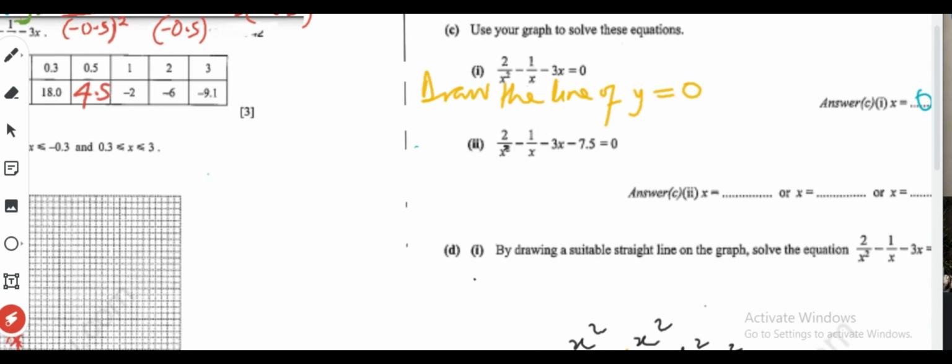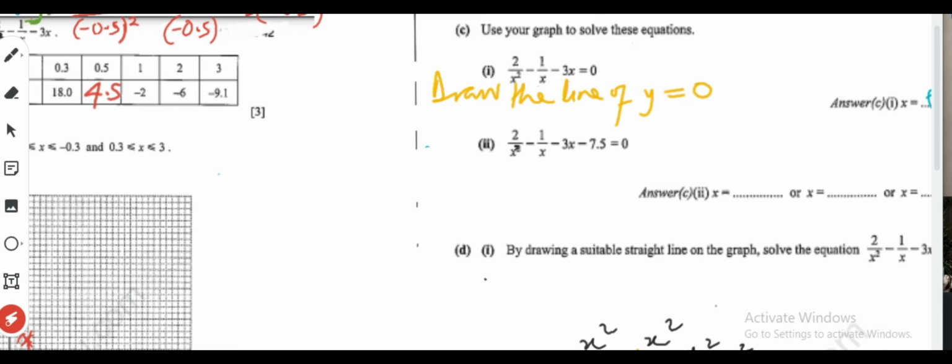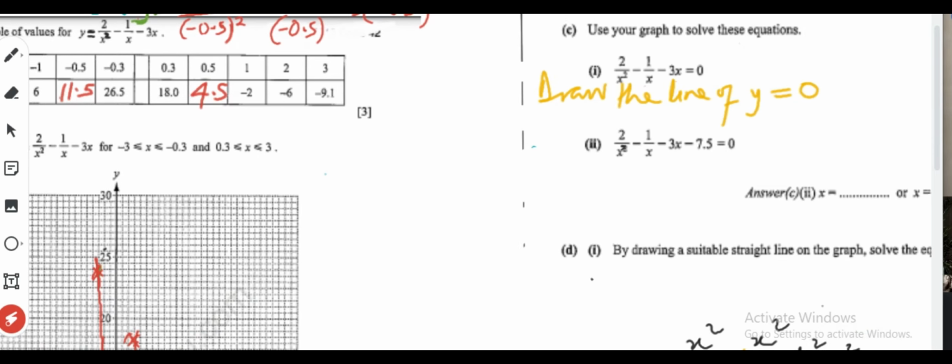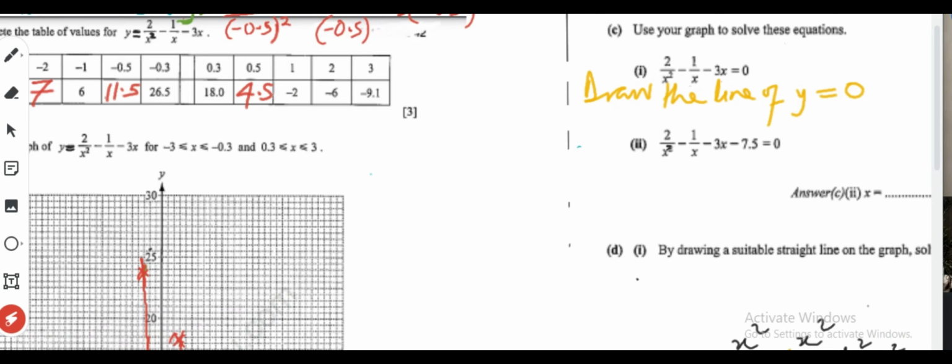2 over x squared minus 4 over x minus 3x minus 7.5 is 0. Do we put it in the table? There's nothing to put in the table. You can't be asked to start plotting another table. First of all, you need to check if what you have here is the same thing as what you have here. It's not the same. So is there nothing you can do for it to become the same? Move that. Exactly. If you move this to the other side, it becomes that.